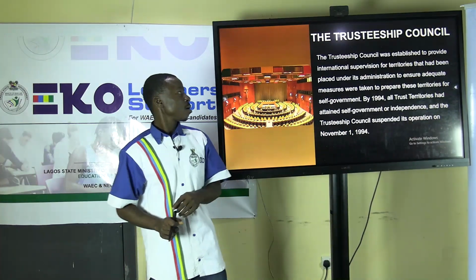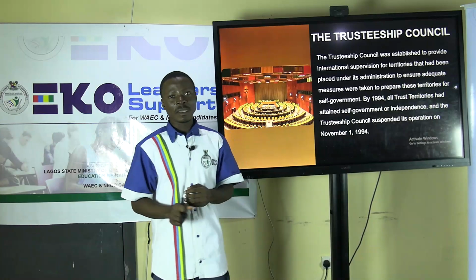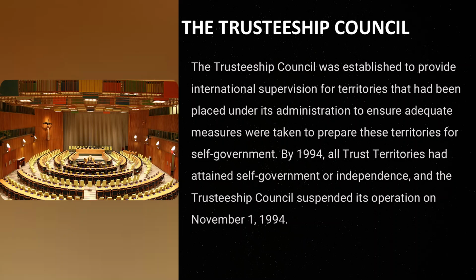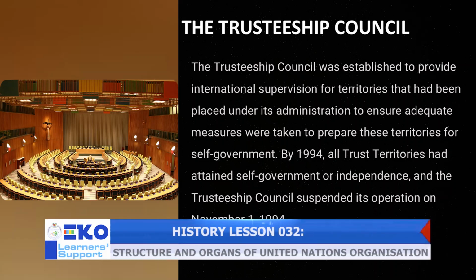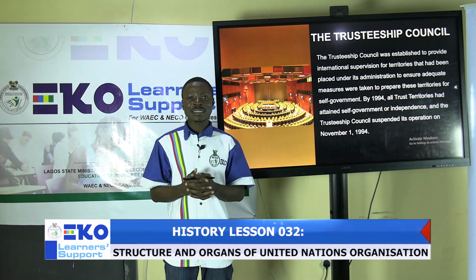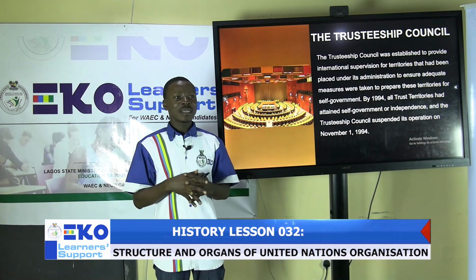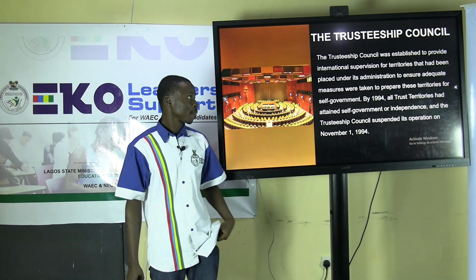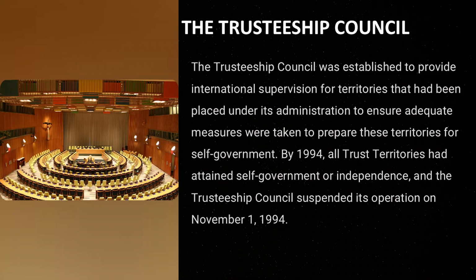Also, the last organ of the organization we'll be looking at is the Trusteeship Council, and it is important to know that among all the organs of the organization that were established at its inception, this is the only one that is defunct and no longer existing today. The Trusteeship Council was established to provide international supervision for territories that have been placed under its administration, to ensure that adequate measures are put in place for the democratization and self-governance of these territories.